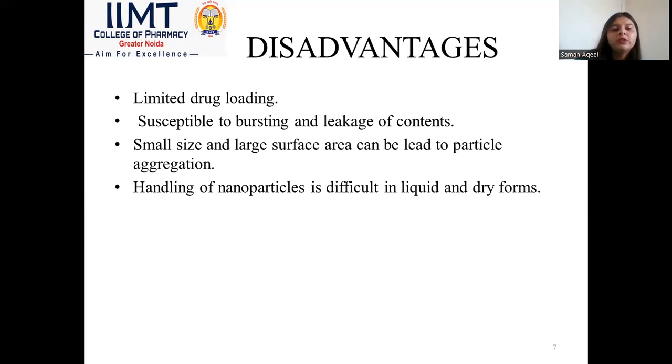This is very much understood: as the size is very small, the surface area will be very large, and it could lead to particle aggregation or accumulation. So nanoparticles can get accumulated inside the body or inside specific tissues or cells. The last one is that handling of nanoparticles is difficult in liquid and dry form. The handling of nanoparticles is very difficult, whether in liquid form or in dry form.